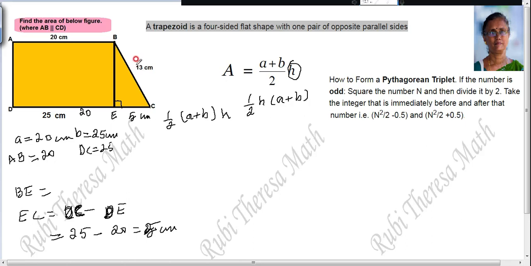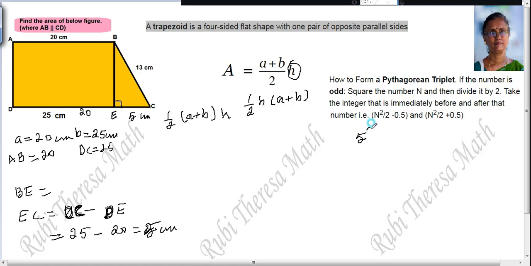In a right angle triangle, the square on the hypotenuse is equal to the sum of the squares on the other two sides. If you don't know the theorem also, just remember the word Pythagorean triplet. It is a right angled triangle. So, how to form a Pythagorean triplet? If the number is odd, here both are odd, but you take 5, the lesser number is better to take. If the number is odd, square the number n and then divide it by 2.